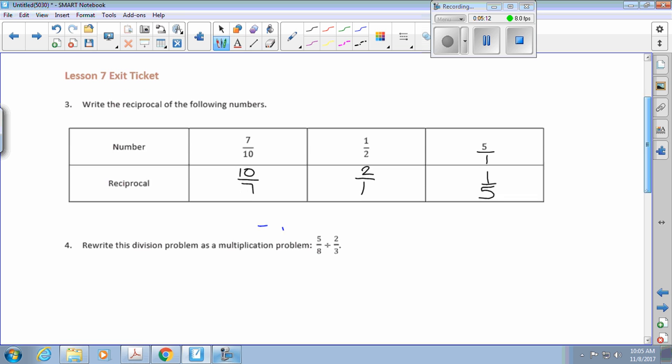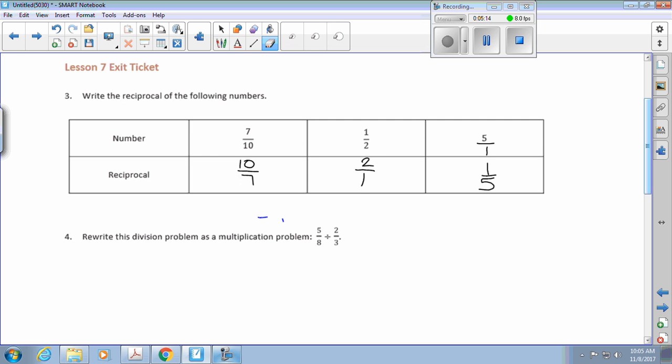All right, now I'm going to point something out to you. So, for example, if we have 7/10 and we multiply it by its reciprocal, 10/7, what do we get as a product?